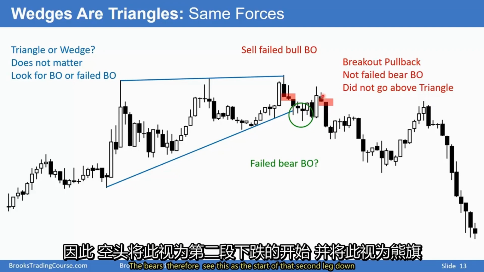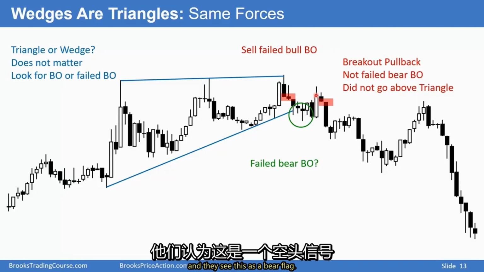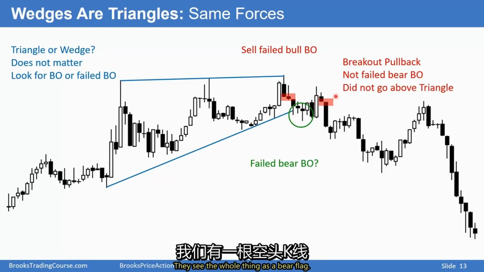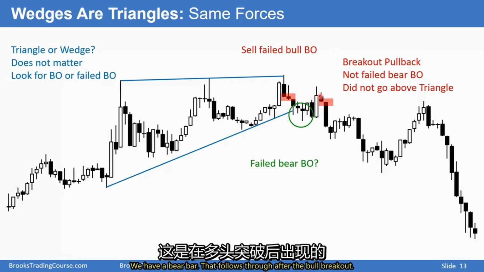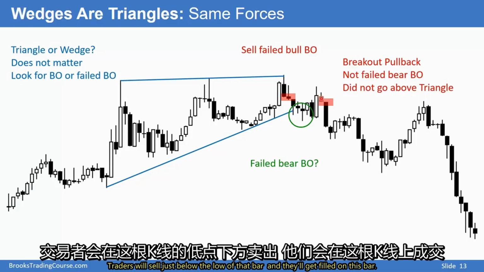The bears therefore see this as the start of that second leg down, and they see this as a bear flag. They see the whole thing as a bear flag. We have a bear bar, bad follow through after the bull breakout. Traders will sell just below the low of that bar, and they'll get filled on this bar.